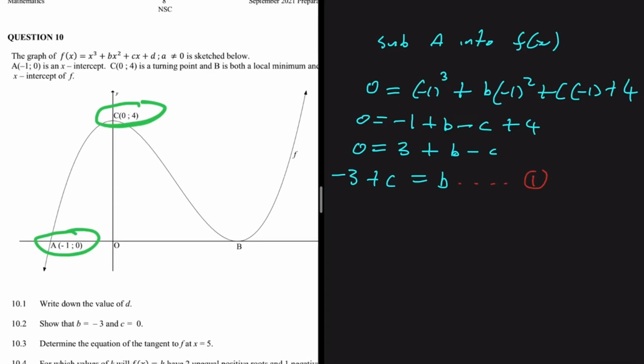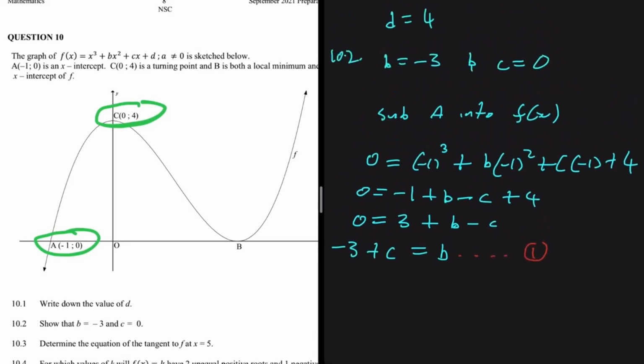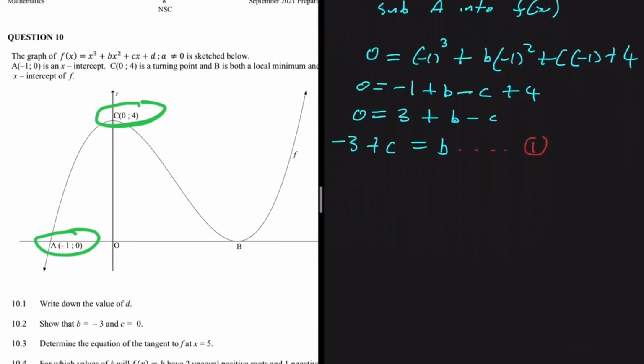So we only have coordinates for points A and C. We've used point A. Now let's use point C. But wait a minute, in 10.1 we used point C to find the coordinate of d. So we can no longer use point C as it is. We have to find another way of manipulating point C. But then point C is the y-intercept and the turning point at the same time.